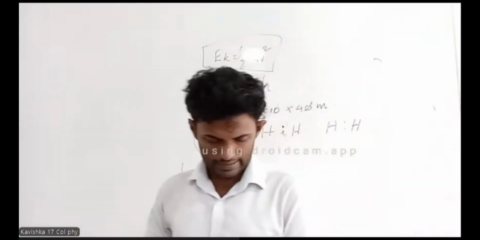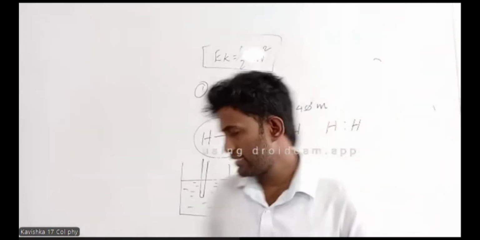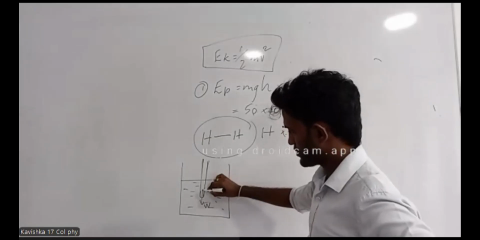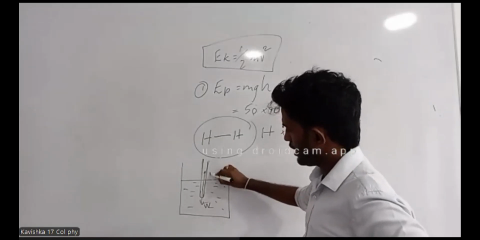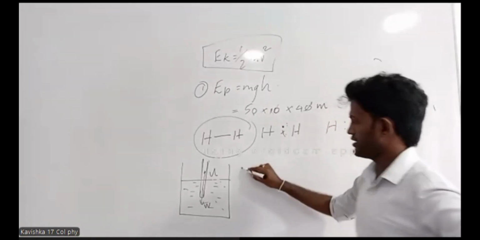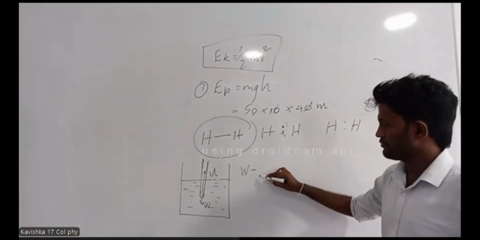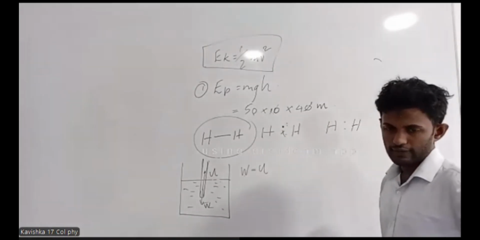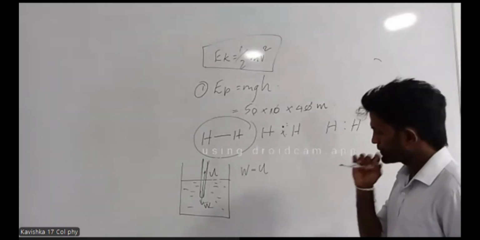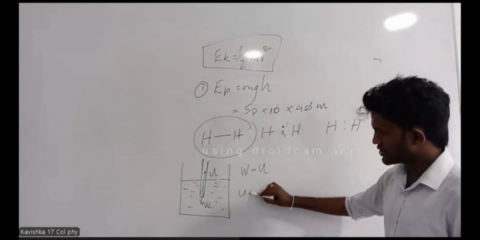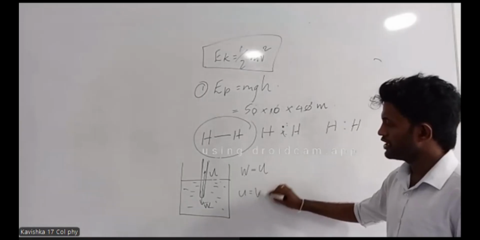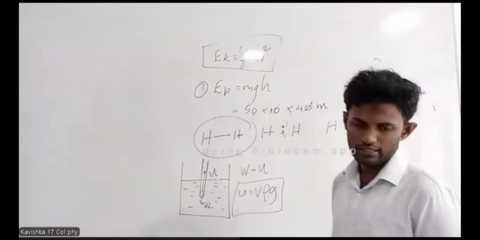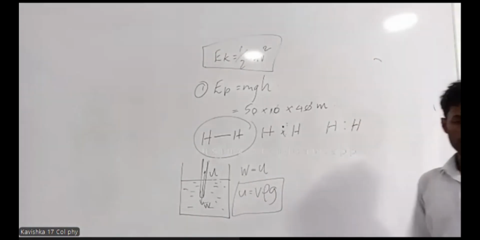So I think it's clear. Here, what happens is W equals upthrust. This is an extra thing. When some object is floating on a fluid, W equals upthrust. And for upthrust there is another equation, U equals V rho g. But this is not in the O level syllabus. It comes in A level physics, U equals V rho g.